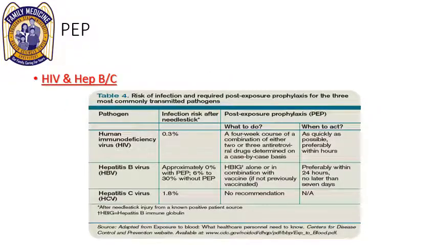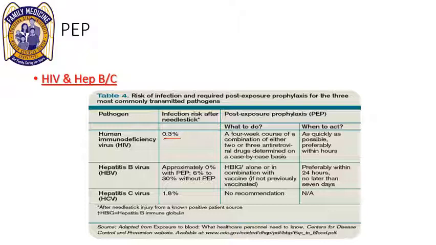What about HIV and hepatitis? So let's talk about the percentages here. Infection risk after a needle stick with HIV is less than 0.3%. So what do we do? Well, we're going to put you on Truvada or Descovy, and we need to get you started within hours.